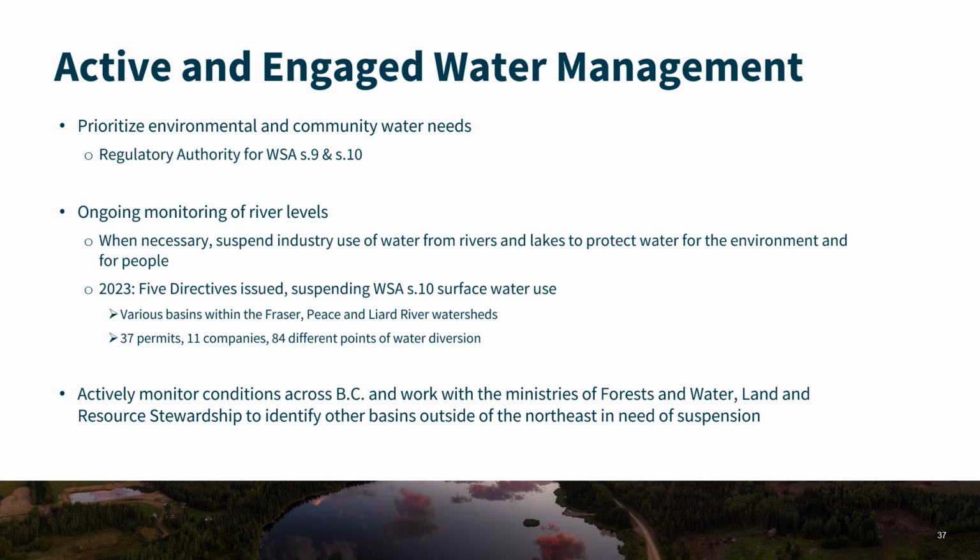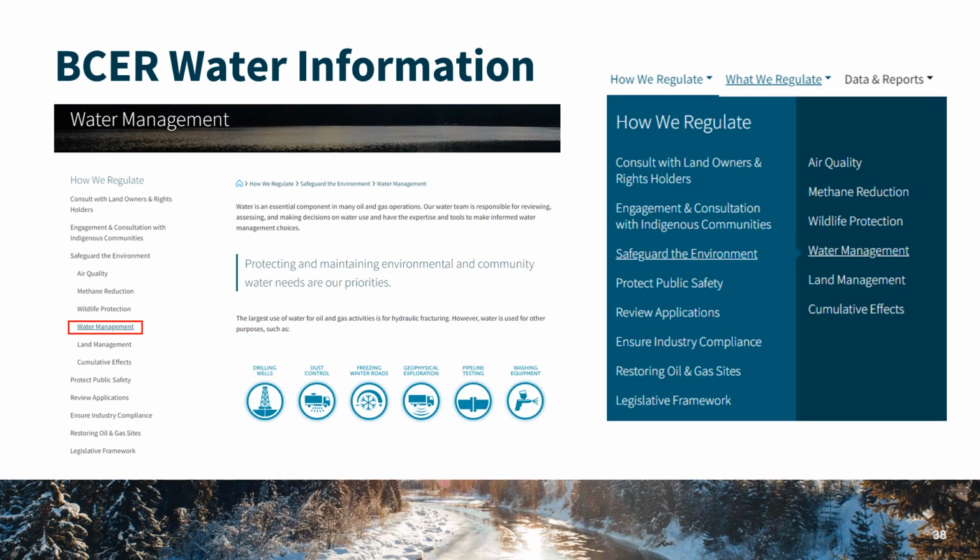We actively monitor conditions across BC, and we work very closely with the Ministry of Forests and the Ministry of Water, Land and Resource Stewardship, as I mentioned before, to help identify other basins outside of the Northeast that may be in need of suspension. So if you're interested to learn more, we have a water information page, or water management page, that summarizes a lot of what I just went through in this presentation and goes a little bit more into detail in others. And there are some really interesting infographics and interactive tools that you can use to learn about water use across the Northeast and how it's changed in recent years.